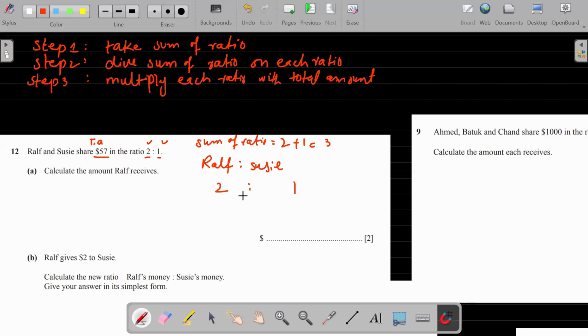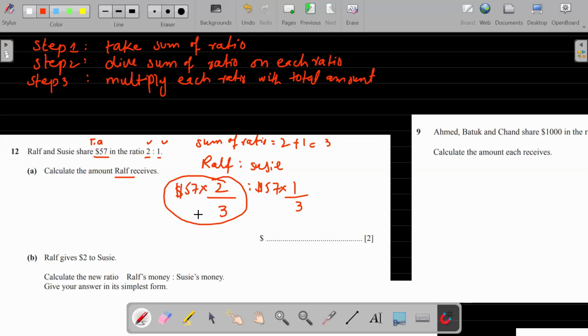Step number 2, divide the sum of ratios on each ratio. So I'm going to divide by the sum of ratios over here and here as well. Step number 3, multiply each ratio with the total amount, $57. So here, same way, $57. Now it says calculate Ralph's amount. So that is the Ralph share, and I will try to calculate it.